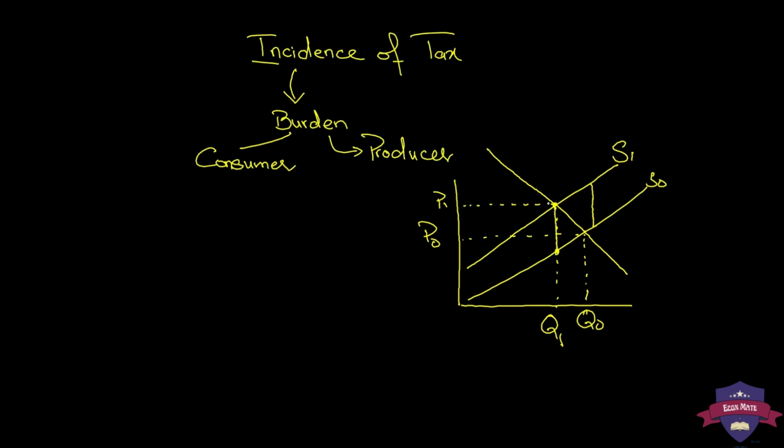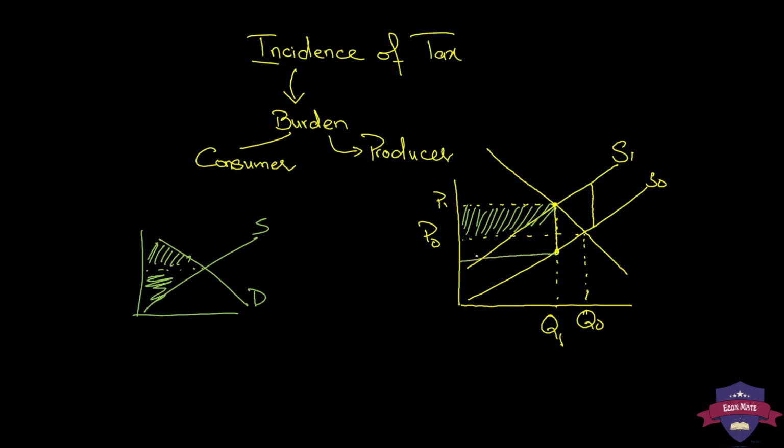So the area of consumer surplus, here's your supply curve, your demand curve, and this will be your consumer surplus, and this is all your producer surplus. The area of consumer surplus eaten up by the tax will be the burden on consumer. This whole area that has now been eaten up by the tax is the burden on consumer.